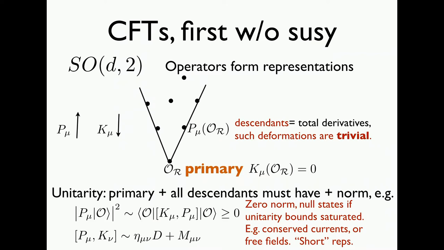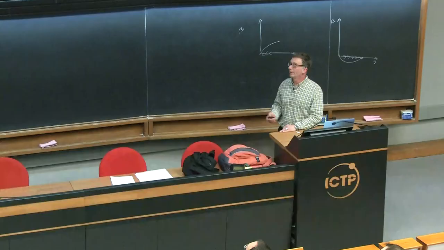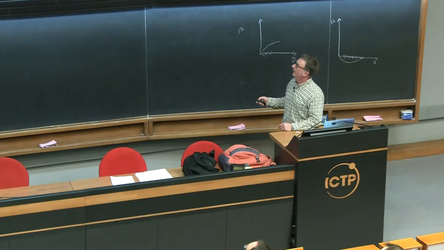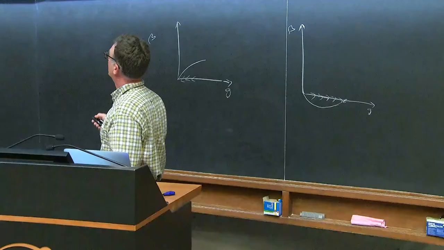And then we can combine that with the translation symmetries and with the dilatation symmetry and the special conformal symmetry to get a bigger symmetry group, which is SO(D,2). So in D space-time dimensions, conformal field theories have an SO(D,2) symmetry. And the operators form representations of this symmetry.